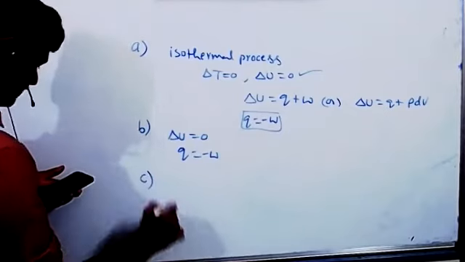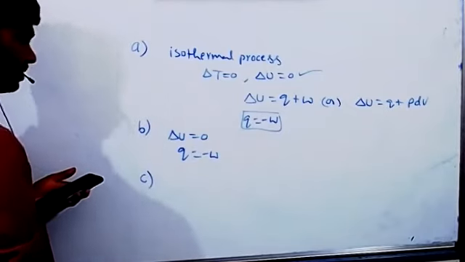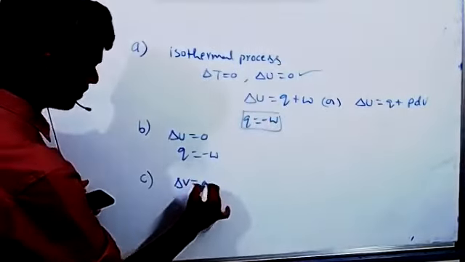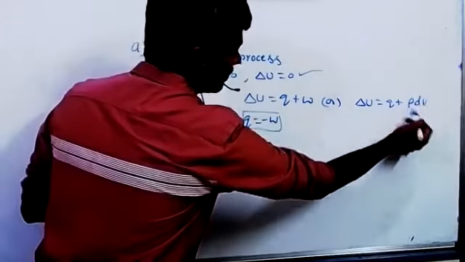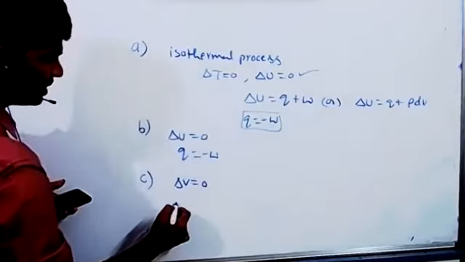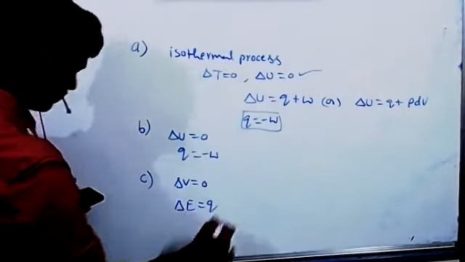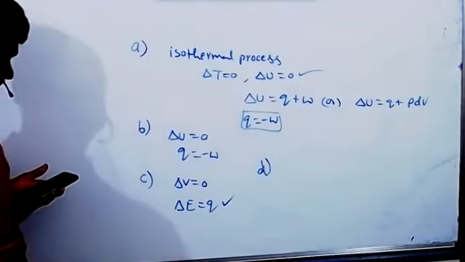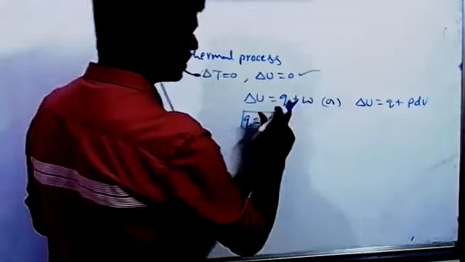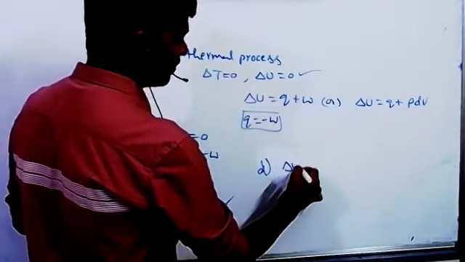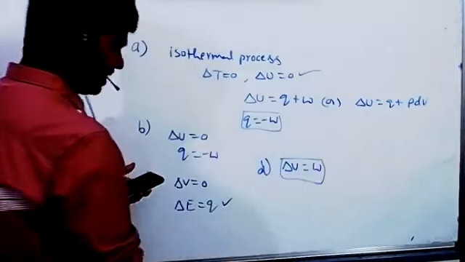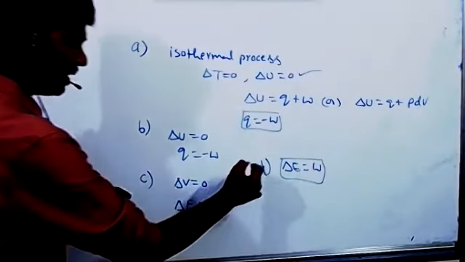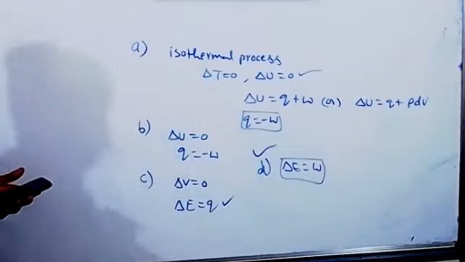Then C, isochoric process. In an isochoric process, volume change is 0. Delta V is equal to 0. Substitute here, the PdV term becomes 0. Delta U is internal energy, we can show that as delta E also. Delta E is equal to Q. Yeah, C also correct. D is adiabatic process. In an adiabatic process, Q is 0. So then delta U becomes equal to W. But here given delta U or delta E, internal energy, equals minus W. So D is the incorrect option.